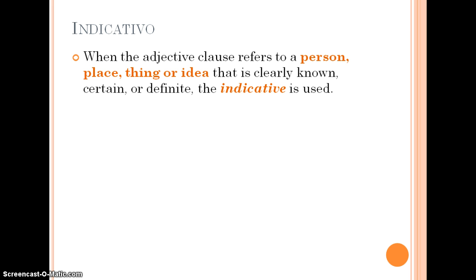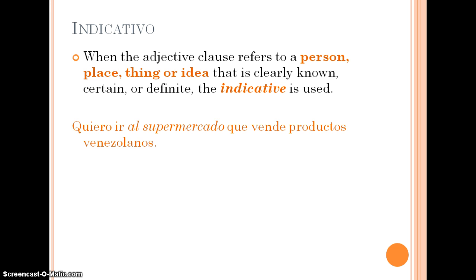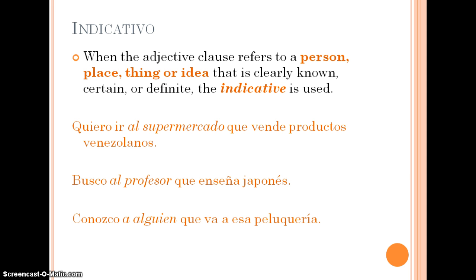Now, when the adjective clause refers to a person, place, thing, or idea that is clearly known, again, it's certain, definite, we have to use the indicative. Here are our examples. Quiero ir al supermercado que vende productos venezolanos. I want to go to the supermarket that sells Venezuelan products. Busco al profesor que enseña japonés. I'm looking for the professor who teaches Japanese.